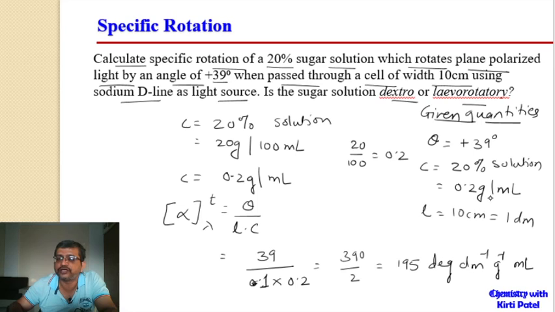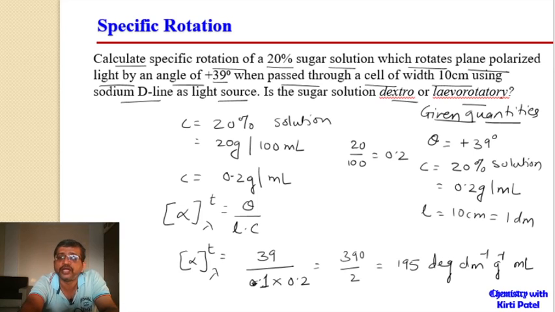ml is denominator, so वो numerator में चला जाएगा. So we have this as a total specific rotation. Specific rotation lambda t will be equal to 195 degrees per decimeter per gram ml. So this will be our specific rotation. This is how we can calculate specific rotations for any given substance.